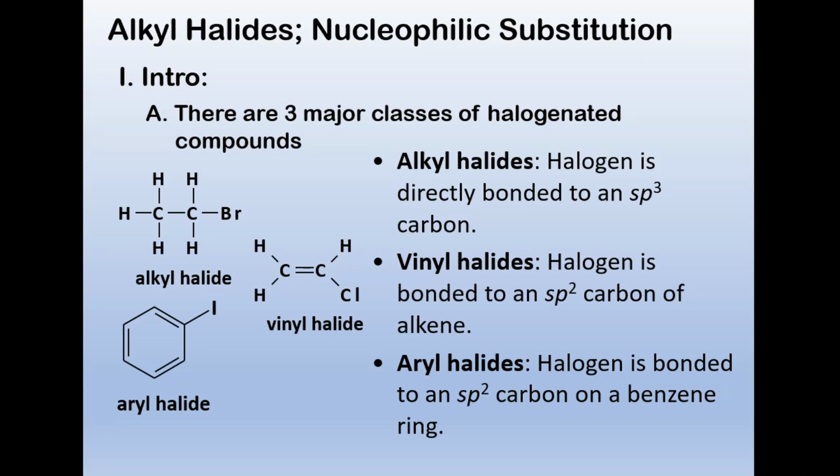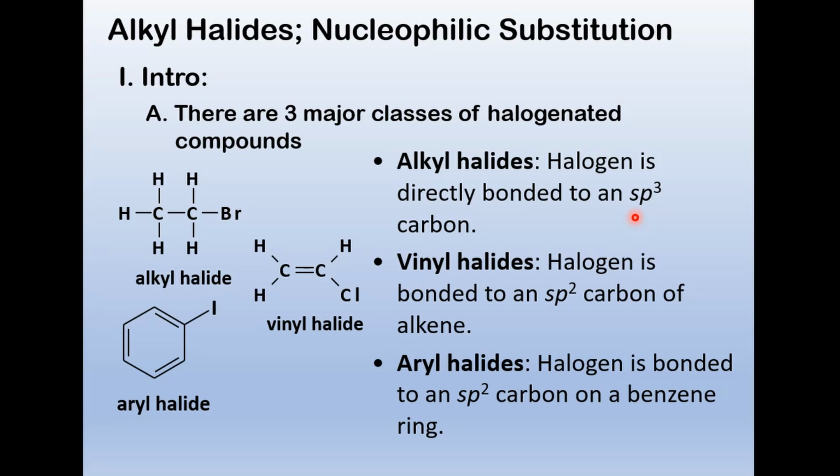Alright, our next chapter, alkyl halides and nucleophilic substitution. Elimination will be the next chapter. So we might already know some of this. There are three major classes of halogenated compounds. We've been talking about alkyl halides for a while because we've been learning about alkyl groups. Here's ethyl bromide. That's a halogen bonded to carbon that's fully saturated with hydrogens, or is sp3 hybrid.